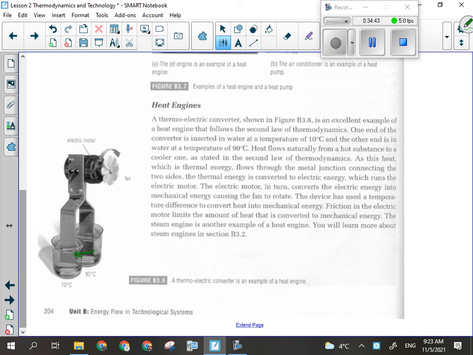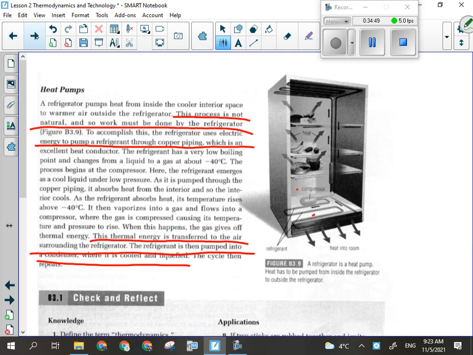All right, so those are heat engines, or a thermoelectric converter in this case. And then heat pumps. Heat pumps, like I said, disobey the second law of thermodynamics, but they do it by paying for it. You have to put energy in to pump the heat out into the hotter area. And that's again what your refrigerator does.